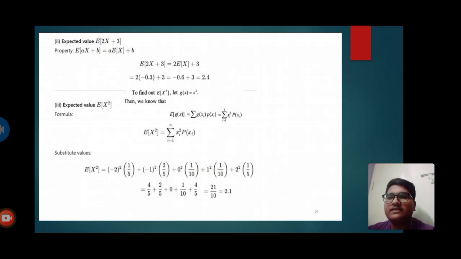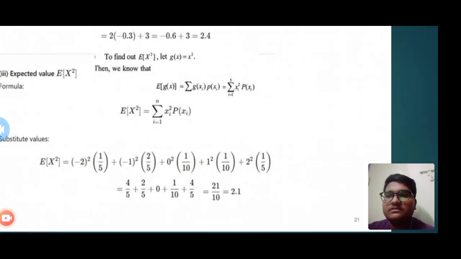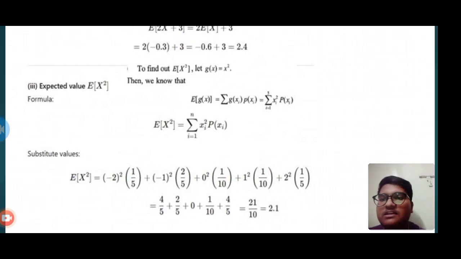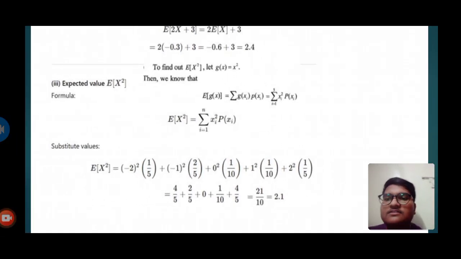To find E of x square, let g of x be equal to x square. Then the expected value E of g of x is equal to the summation of g of x into p of x, that is, the summation from i equals 1 to infinity of xi square into p of xi. Now expectation of x square is equal to the summation from i equals 1 to n of xi square into p of xi. Substitute the values.